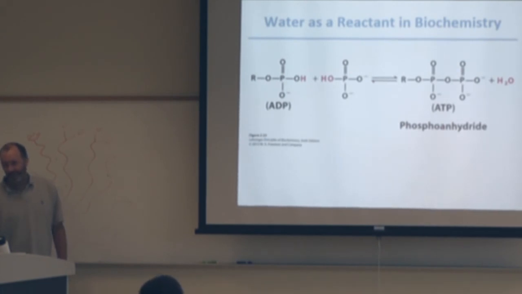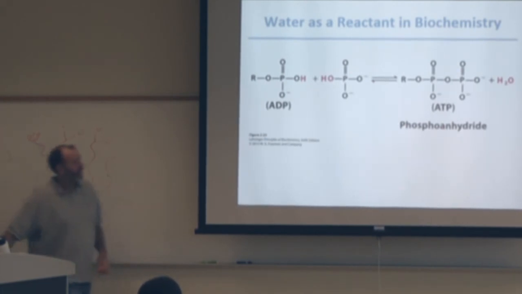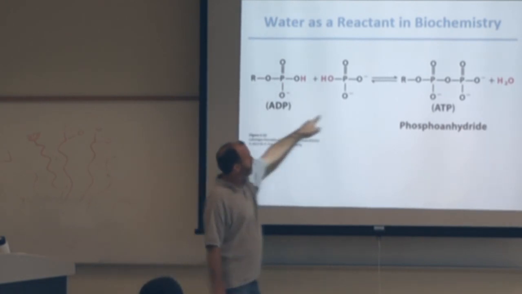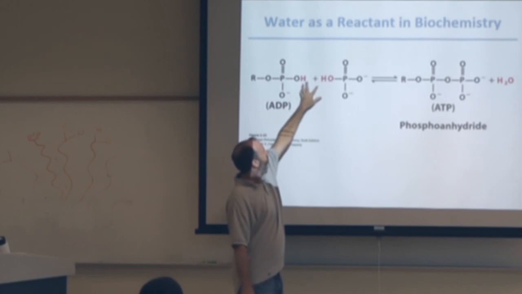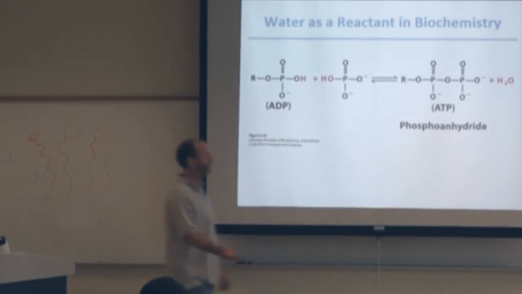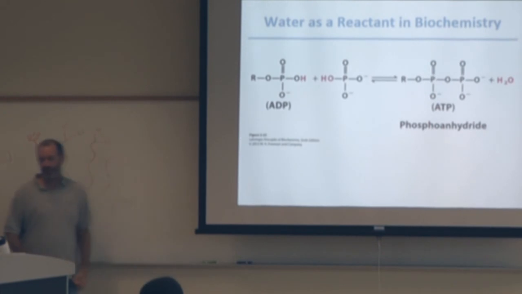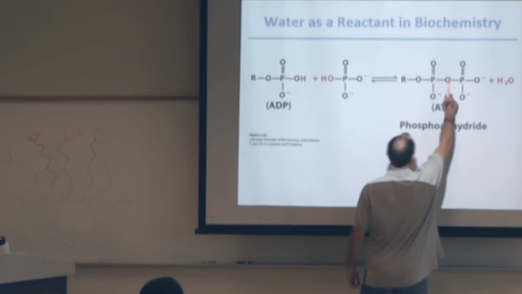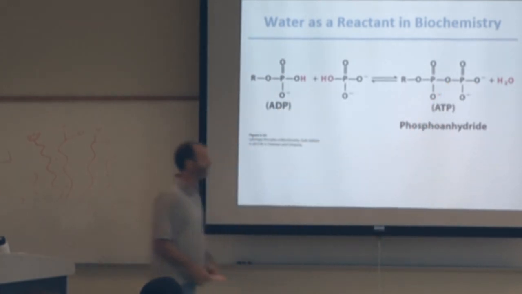So water is a reactant in biochemistry. So here we have ADP plus phosphate. You remove the water and you form a phosphoanhydride, which makes ATP, and you get water as a result. And likewise, that water can be used to hydrolyze this bond and we produce ADP and phosphate.